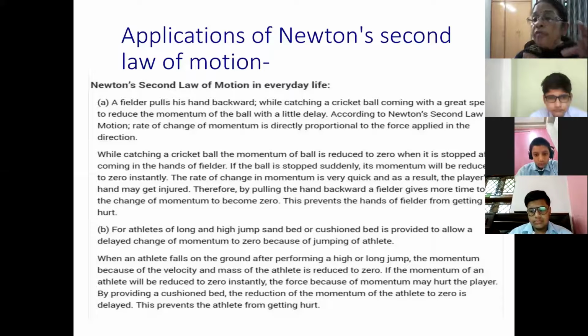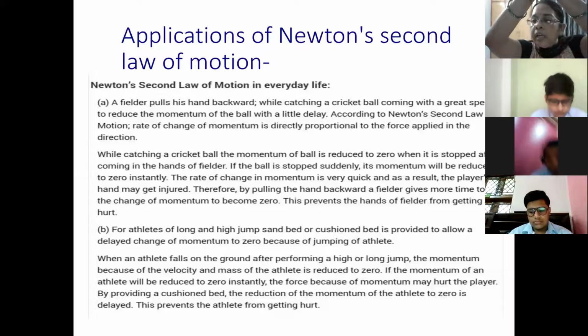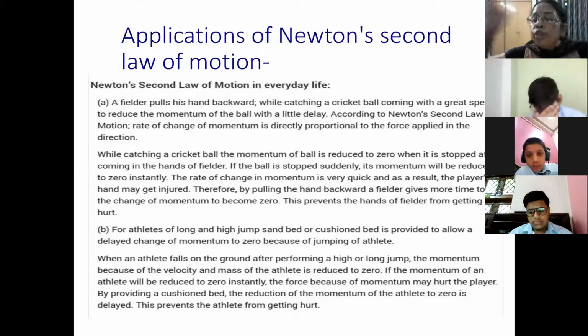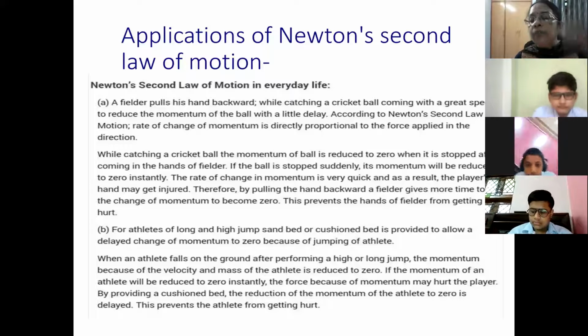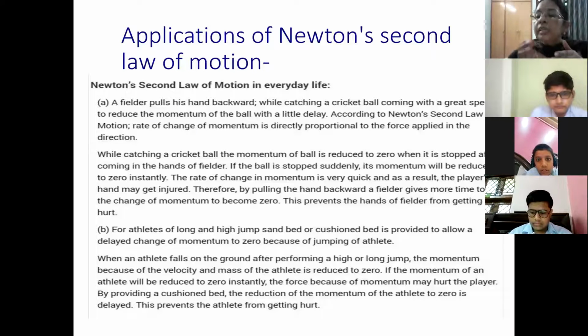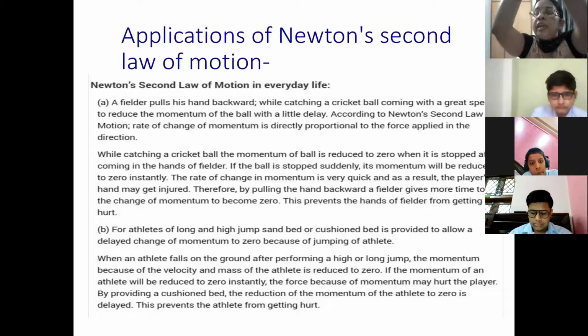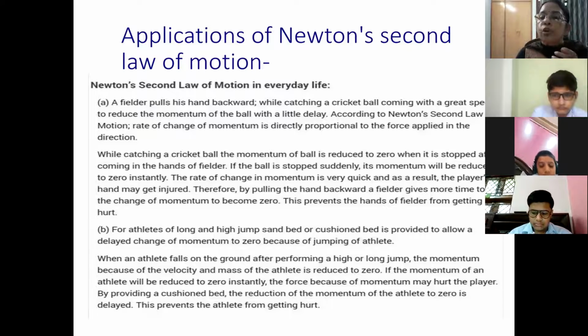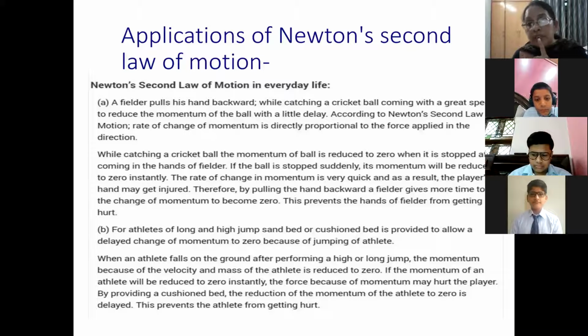So due to large velocity, if he catches the ball there only, the momentum will be reduced to zero within no time. Instantly, the momentum will be zero as the velocity will become zero. So to increase the time and to reduce its velocity, what is the person doing? He is pulling his hand backwards to catch the ball so that he does not hurt his hand. This prevents the hands of the fielder from getting hurt. This is a very common experience which you see in your daily life.